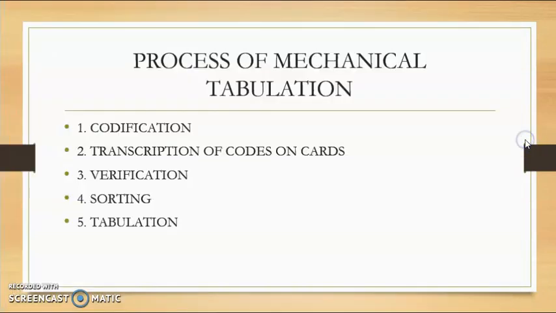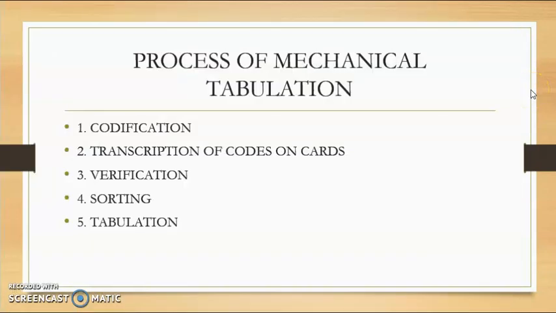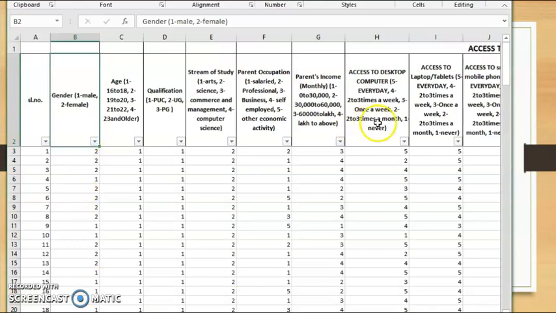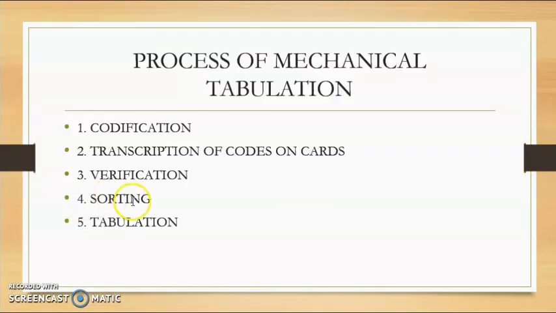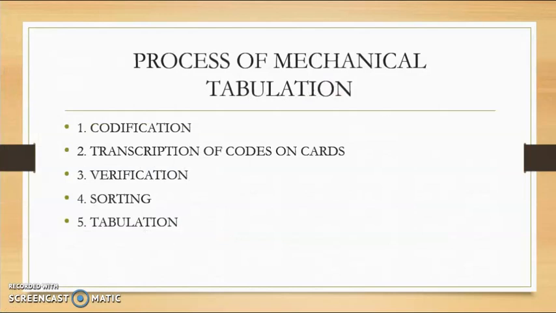Okay, after the coding you have transcription of code on the cards. So you're going to mention the transcription. Here is this gender, 1 is male, 2 is female. That becomes your transcription. Third one is verification. I just sort it and find out how many numbers in male and how many female. You are verifying that, and then I did the sorting. I filtered it out, right? So that becomes your sorting. I can make it male, female separate and then sort it.